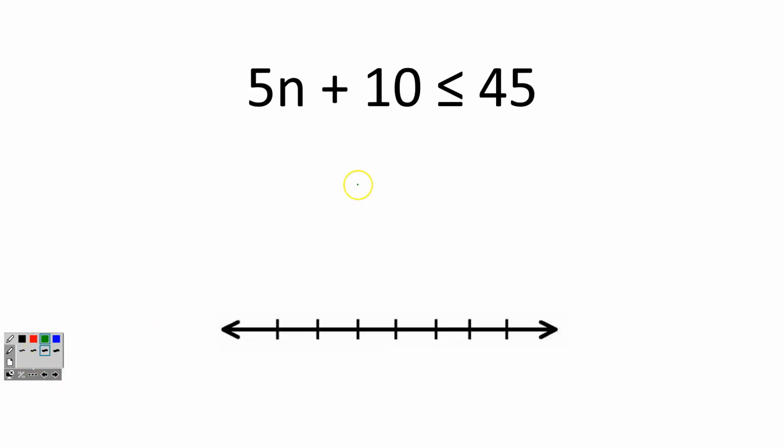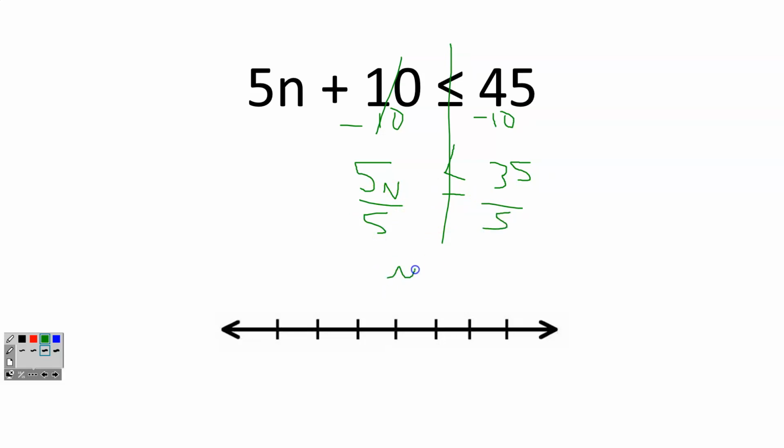So we're going to go through and do a couple of these problems. We're going to draw a fence. What we do to one side, we do to the other. So we're getting rid of the term without a variable first. That gives me a 5n on this side. Bring down my inequality. 45 minus 10 gives me 35. We're going to divide both sides by 5. And we end up with n is less than or equal to 7. So if 7's right here, then it's going to be a closed circle because it's equal to, and it's going to go into this direction because we're looking for numbers that are less than 7.